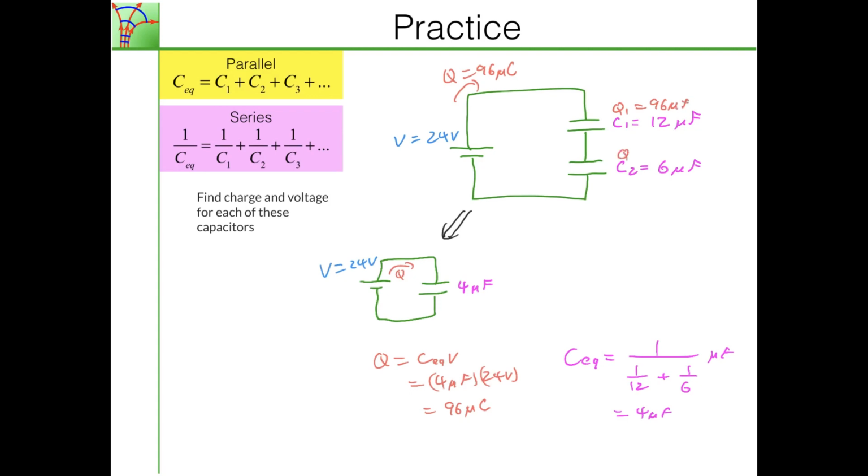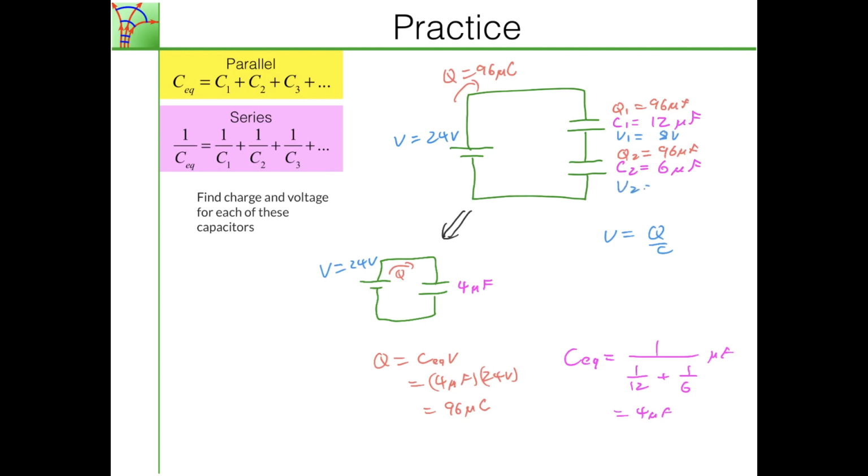96 microcoulombs. And the minus Q is going to come over here. And so remember, this Q represents the positive and negative amount, so we just use the positive value. So they have the same charge on each of them. They're going to have different voltages though. You can calculate the voltages using Q over C. So the voltage for the first one will be 96 divided by 12, and 96 divided by 12 is 8. So we have 8 volts on this one.